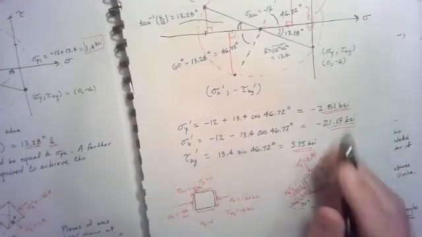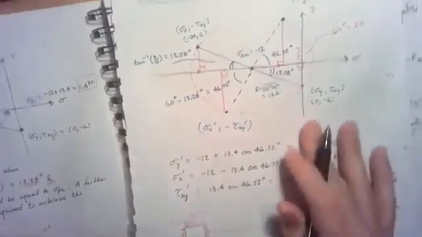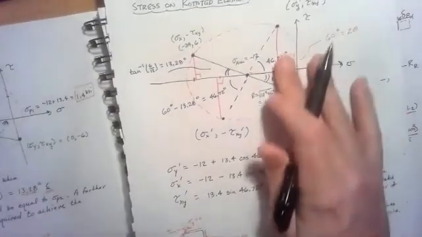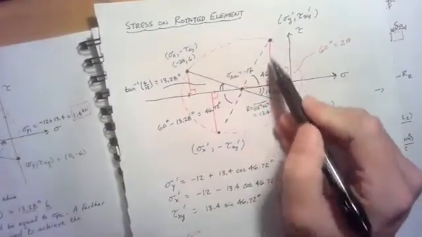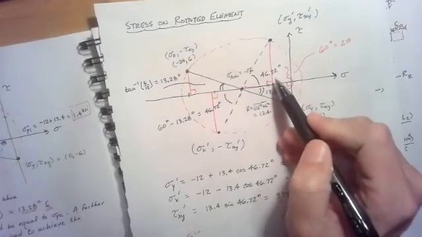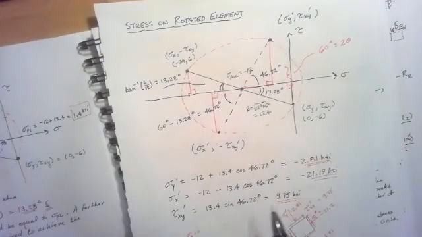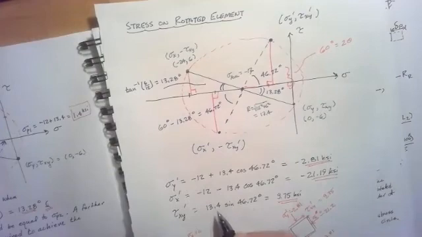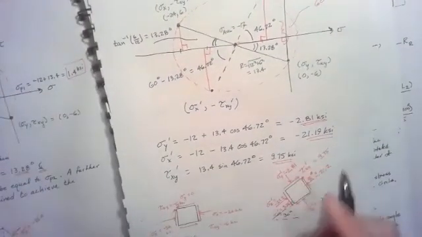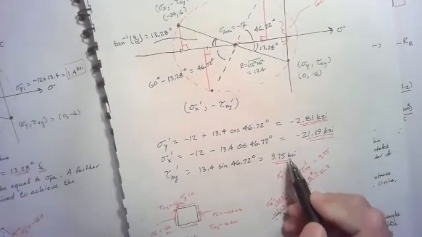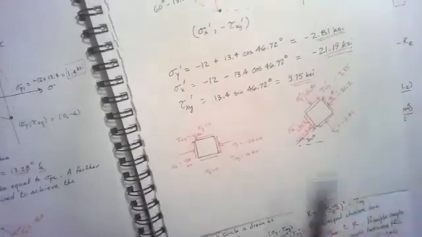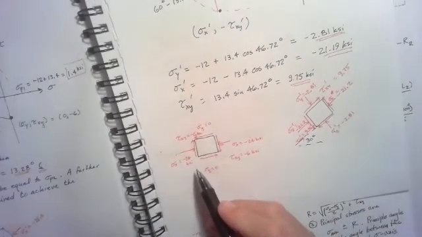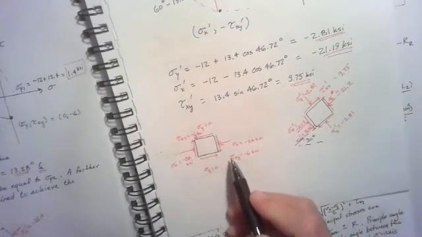And then for tau xy, I just need the y coordinate of this point here for the shear stress in the prime system. That's going to be a positive number. It's going to be equal to 13.4 sine 46.72 degrees, or 9.75 KSI.